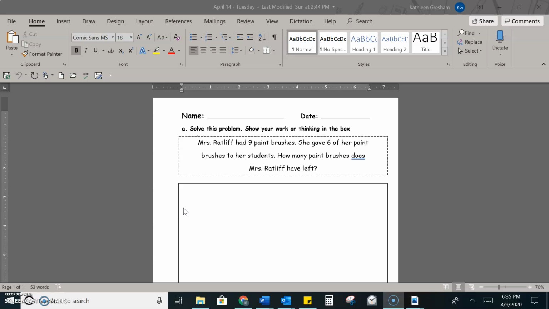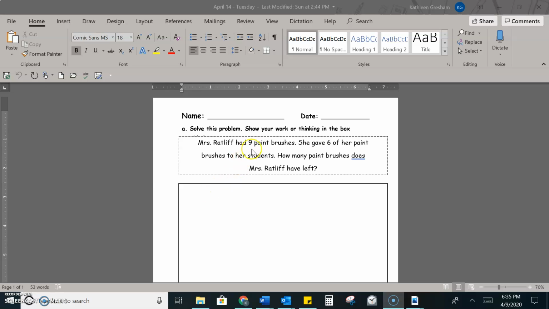Is it asking you to add, to take 2 groups or 2 sets and put them together? Or is it asking you to subtract, starting with 1 set and then taking some away? Okay. Think about the numbers that are important in this story problem.